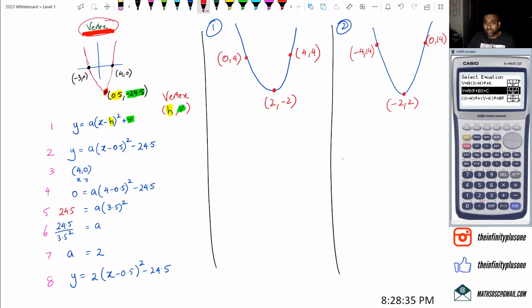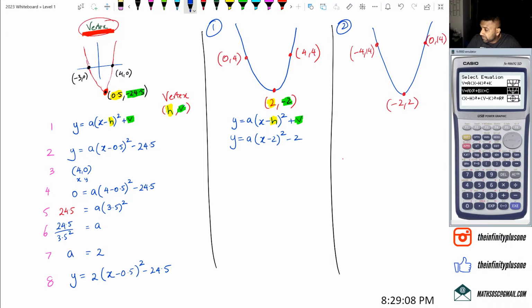All right, so I'm going to do the first one for you guys and see how you guys went about it. So, I'm going to write down my equation, which is y equals a(x minus h) squared plus v. I know that the vertex, the h value is going to be 2, and the v value is going to be -2. So I'm going to write that down. So I've got y equals a(x minus 2) squared minus 2.